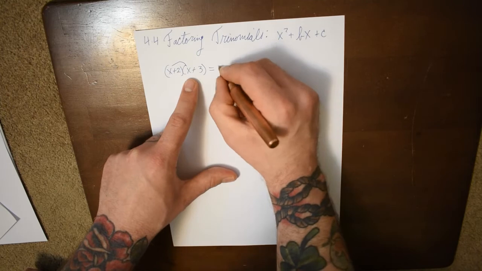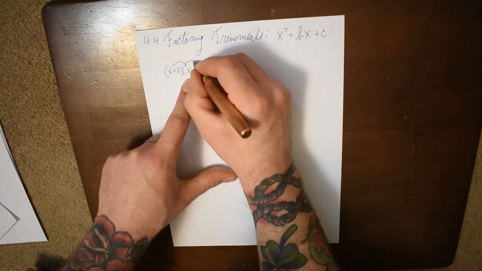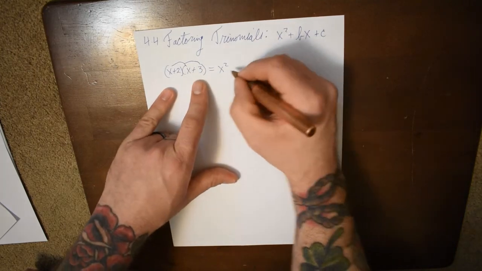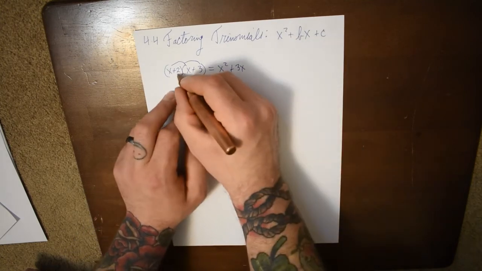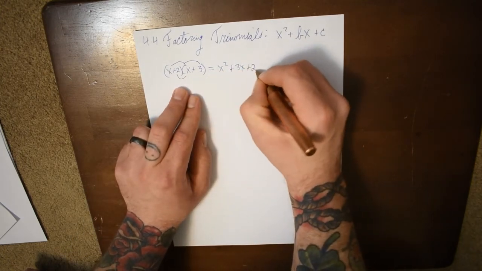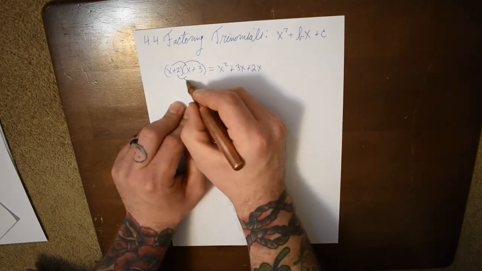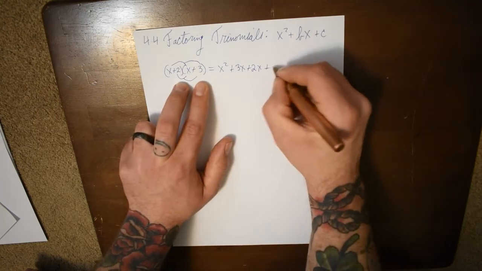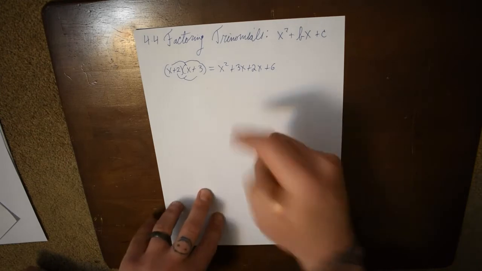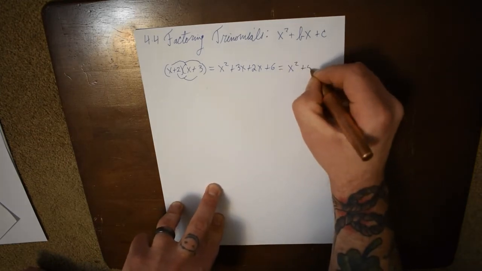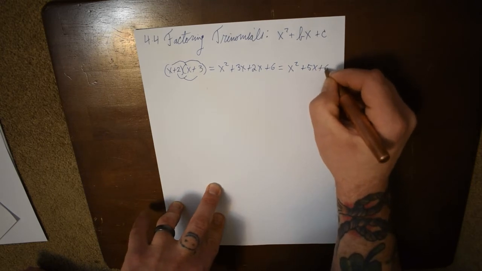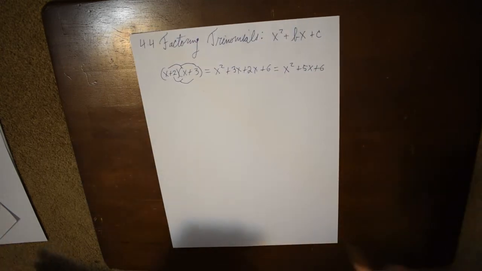First, we'd get x times x for an x squared, and we'd do our outside. X times 3 would give us a plus 3x. We would do our inside. 2 times x gives us a plus 2x, and then we would do our last. 2 times 3 is 6. We'd gather some like terms, call that x squared plus 5x plus 6. So that's what we have been doing.